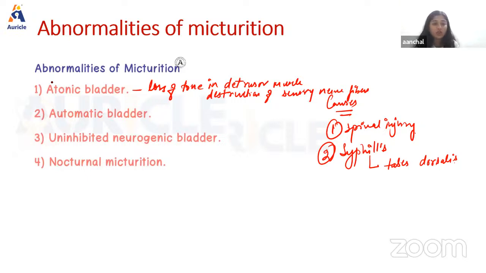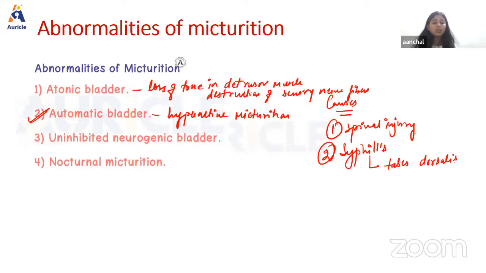Next we have the automatic bladder. The automatic bladder is a urinary bladder characterized by hyperactive micturition. Here the micturition process is too hyperactive, and there is loss of voluntary control. Even a small amount of urine collected inside the bladder elicits the reflex that causes emptying of the bladder. This occurs during the second stage after complete transection of the spinal cord above the sacral segment.